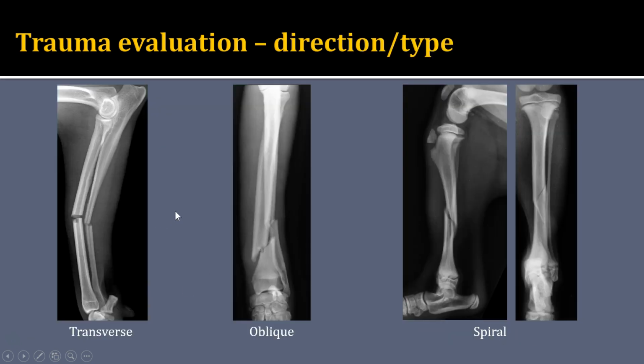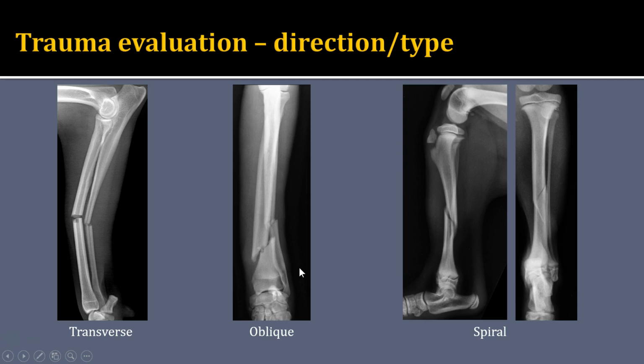Next, let's consider the direction or type of fracture. Looking at this slide, I have several different examples of words that we can use to describe our fractures. Again, these are going to be complete fractures. The first fracture type is a transverse fracture, and this is when the fracture line is perpendicular to the long axis of the bone. So in the mid diaphysis of the radius and ulna of this dog, we have simple, complete transverse fractures.